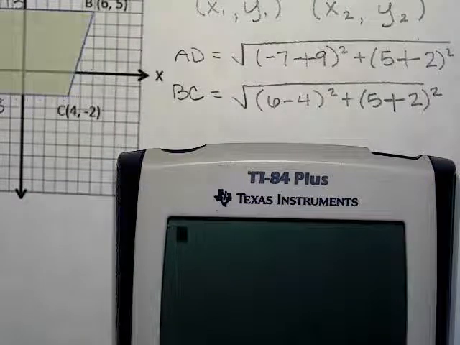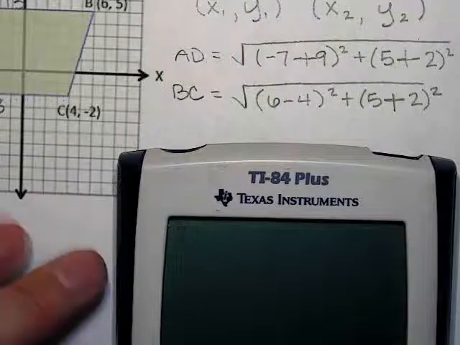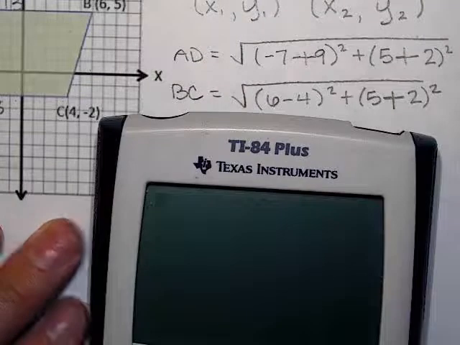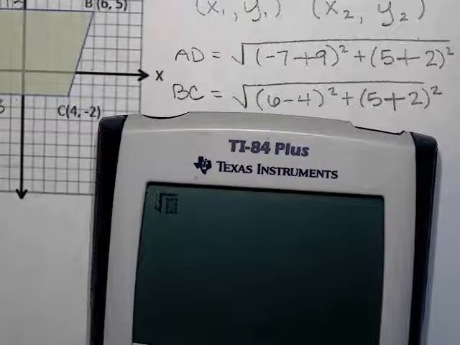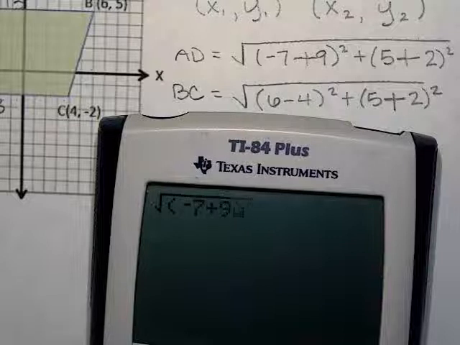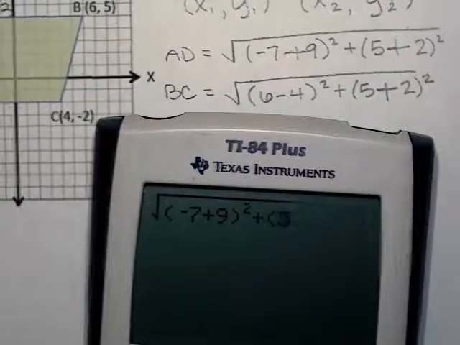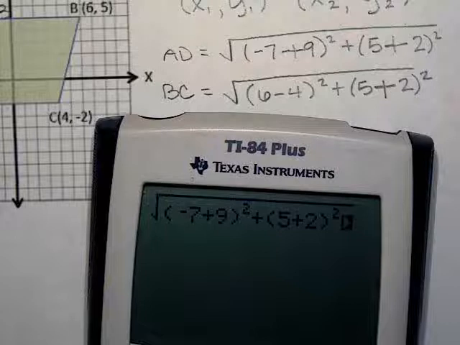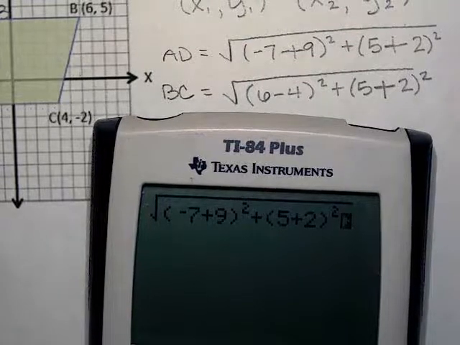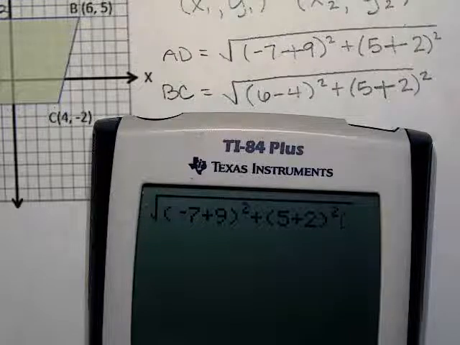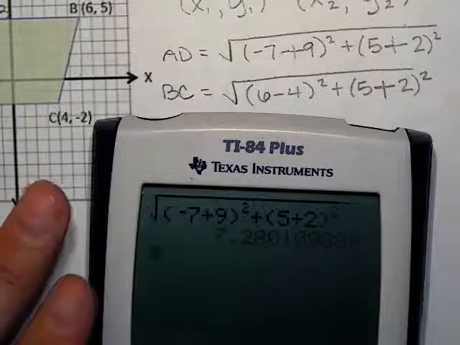Okay, so I got a big square root sign. -7 plus 9 squared. 5 plus 2 squared. Okay, we good? I'm not worried about typing the square root because this is not going to be an I. Right? I'm not going to get a negative under a square root. This is an actual length of something. So this is going to be a good answer. Well, it might be a decimal, but it's going to be not negative. Okay, so 7.280.